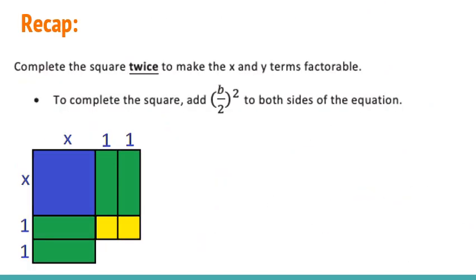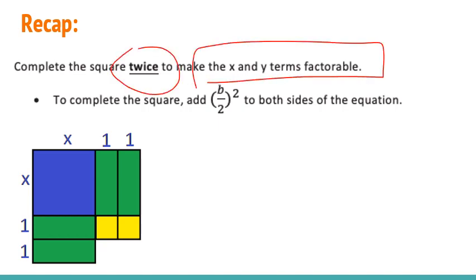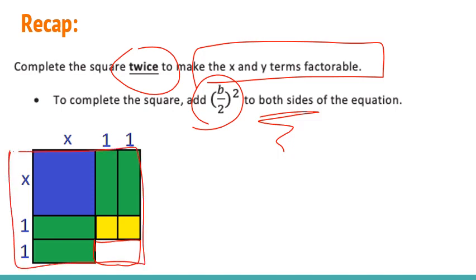Okay, just a quick recap because I know that was a lot of math on one page. To complete the square, you have to do this twice sometimes to make the x and the y terms factorable if they're not already. To do that, you're adding b over 2 squared to both sides of the equation. The reason we call this completing the square is because you are literally adding a value that will make any trinomial a perfect square.